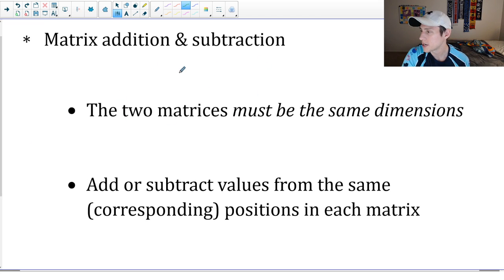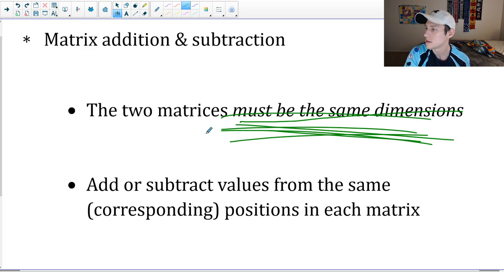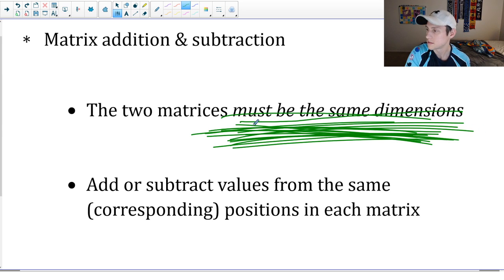Matrix addition and subtraction. The two matrices must be the same dimensions. They have to be exactly the same. No differences.